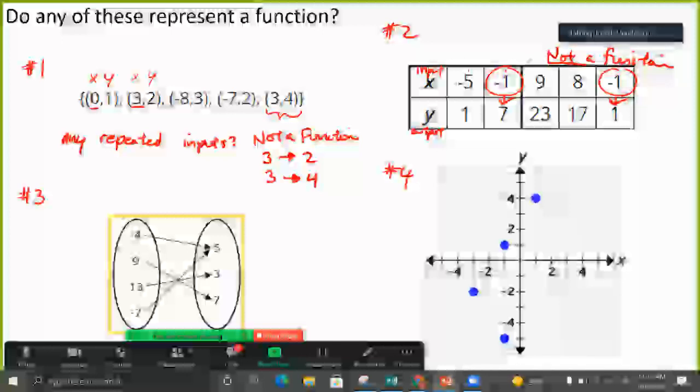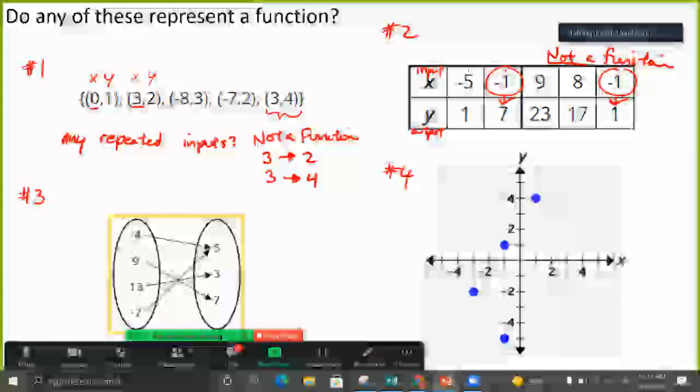because of those -1s. We saw it in number 1 on the left, and now we see it again in number 2 on the right. 1 is a list of points, ordered pairs, and 2, a table. Remember, there's all these 4 ways plus an equation that we can use to show a function.